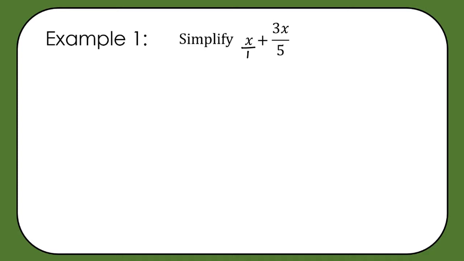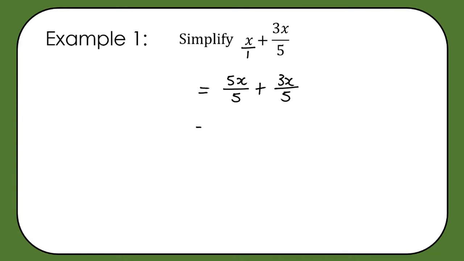We currently have denominators of 1 and 5. So something that both 1 and 5 go into is 5. So we want to write both fractions with a denominator of 5. The second fraction is perfectly fine as it is. The first fraction, we're going to need to multiply the denominator by 5, and so we'll also do the same to the numerator so that we maintain equivalence. The second fraction is 3x over 5.